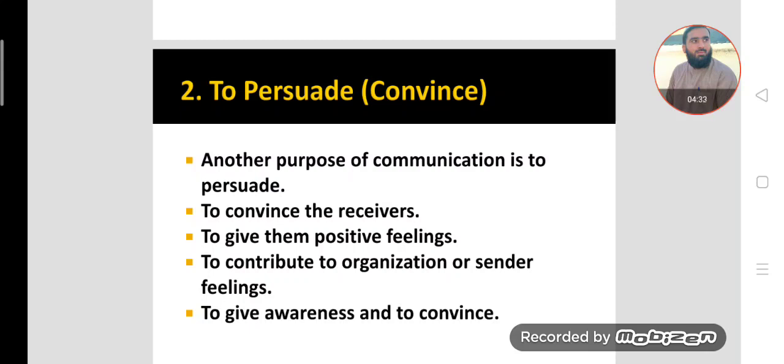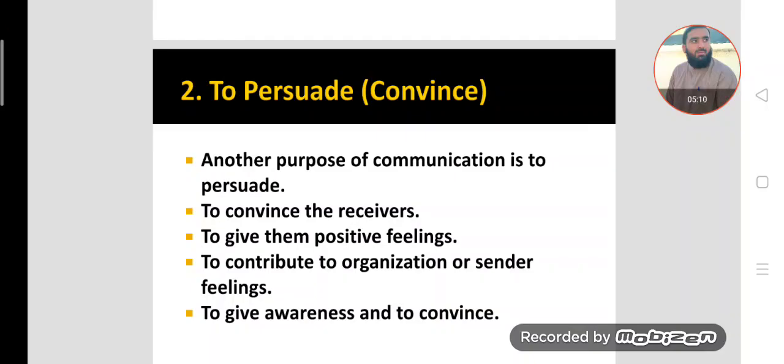People convince others. So this is also one of the purposes of communication: to persuade and convince the receivers, and to give them positive feelings. Yes, it is possible through communication, to contribute to the organization or to the sender's feelings. We can persuade our receivers through language or communication, to give awareness and to convince them.